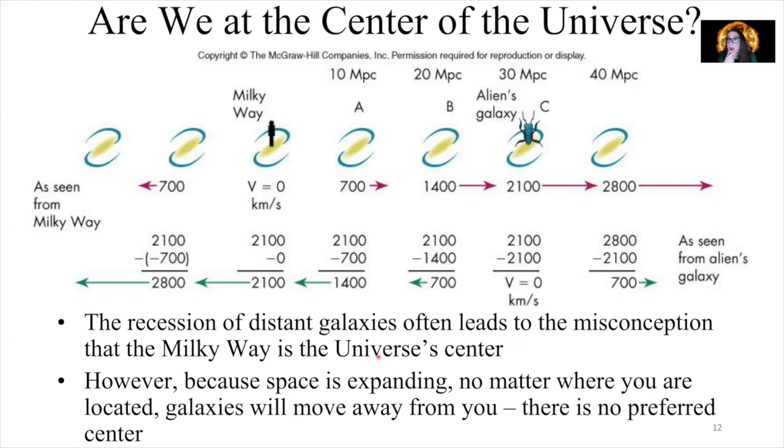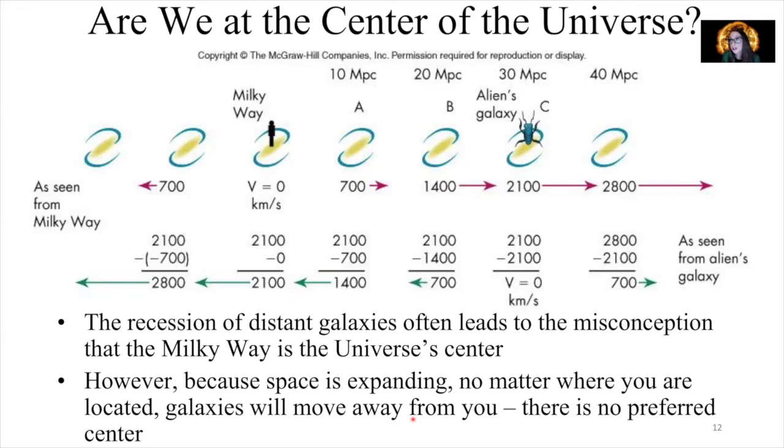are receding away at a constant speed. Everything is receding away from everything else at the same speed. Because space is expanding, no matter where you are located, galaxies will always move away from you. There's no preferred center to our universe. Okay, so that's a really important piece of information. There's really nowhere where we can call the center of our universe.